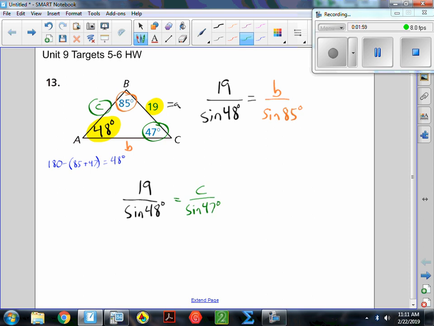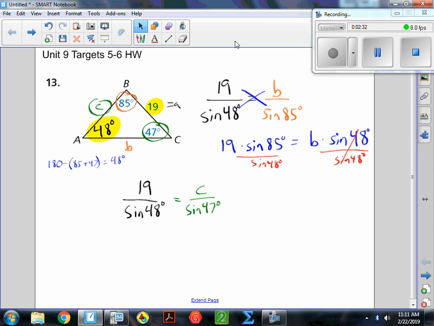Now I just need to solve them. I'm going to solve them both the same way, which involves cross multiplying and then getting the B value or the C value by itself. So I'm going to start with the orange one. Cross multiply, I wind up with 19 times sine 85 degrees equals B times sine 48 degrees. Then to get rid of the sine 48 on the right, to get B by itself, I divide both sides by sine 48 degrees.